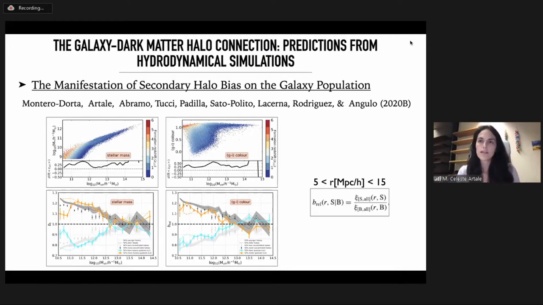The first paper I showed in my talk was led by Antonio Montero Dorta, where we used the central galaxies of IllustrisTNG300, and we investigated, considering the formation time and the spin of the dark matter halos as secondary properties, how they impact the differences in galaxy clustering.